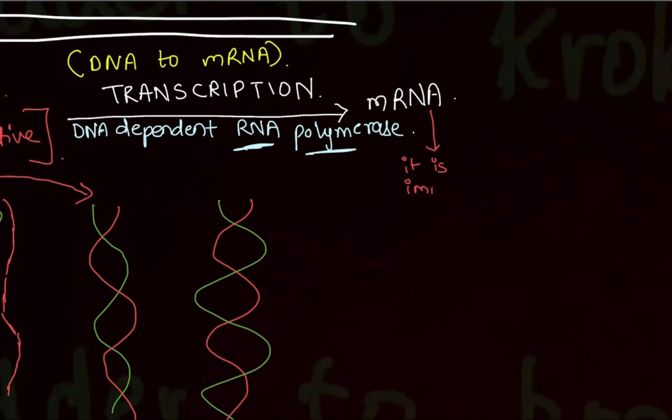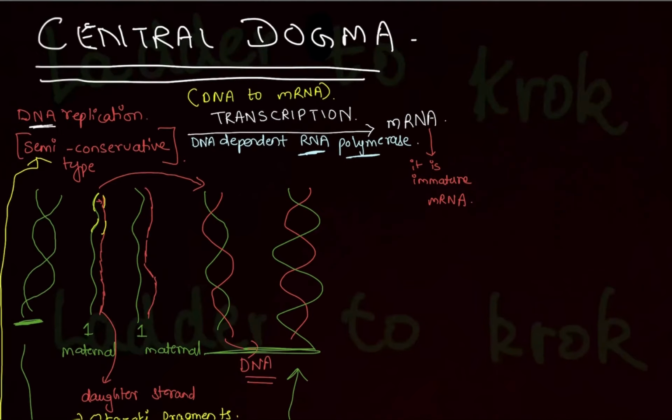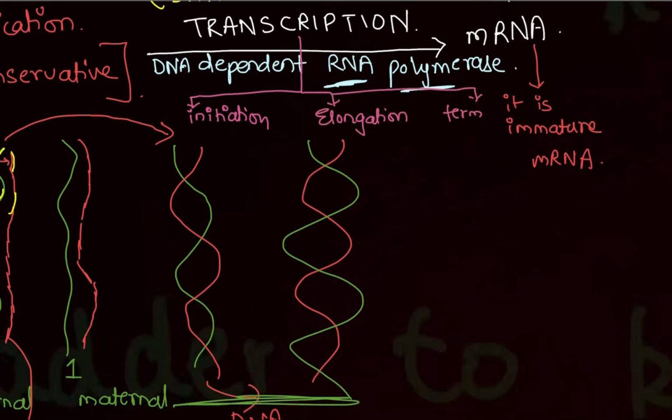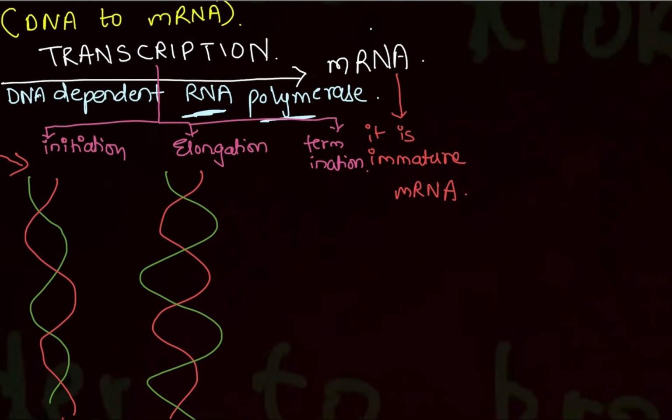It is immature mRNA. You can also write the 3 steps of transcription. So write them down. The 3 steps of transcription are initiation, elongation, and termination. Okay, so these are the 3 steps of transcription. Then what is formed? An immature mRNA is formed.